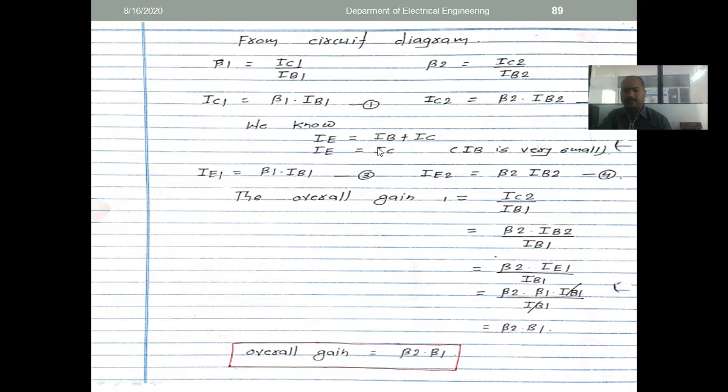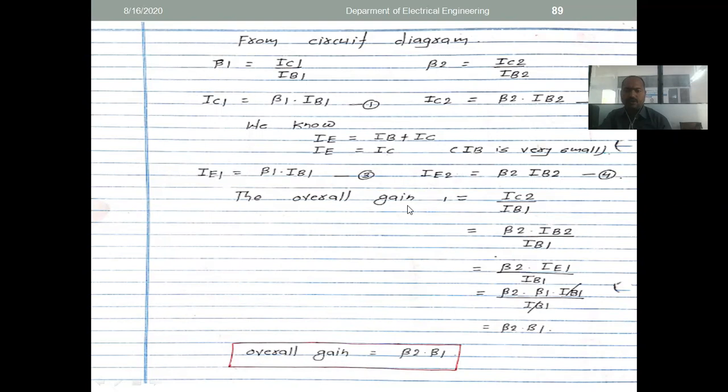Because we have just written that IE is equal to IC. So here the equation is IC1 equal to beta 1 IB1. Taking IC1 as IE1, IE1 equals beta 1 into IB1. IC2, that is IE2, equals beta 2 into IB2. This is equation number 3 and 4.